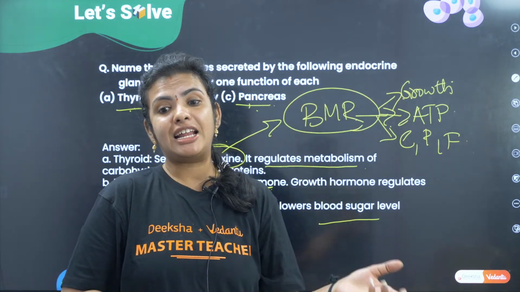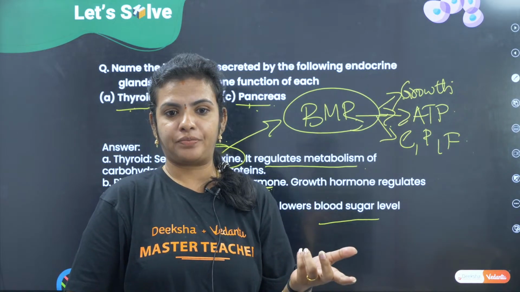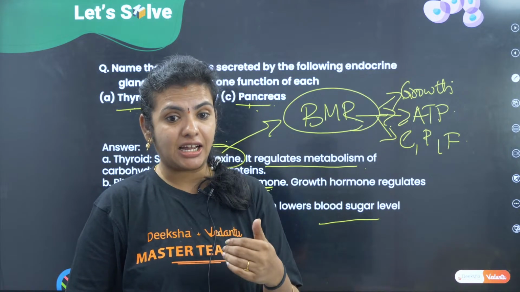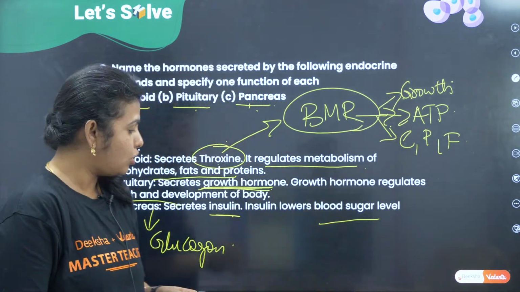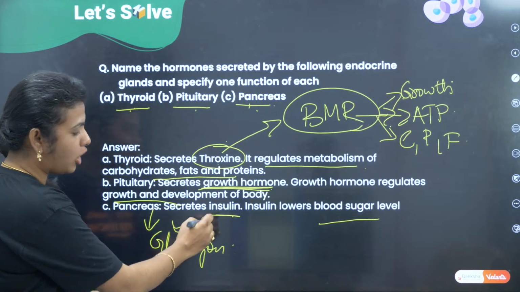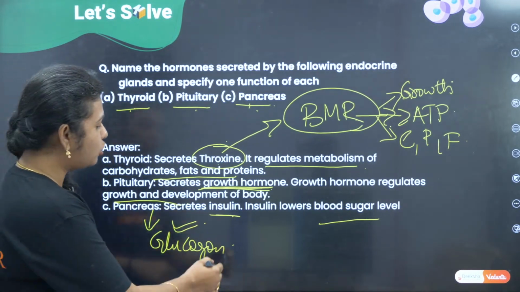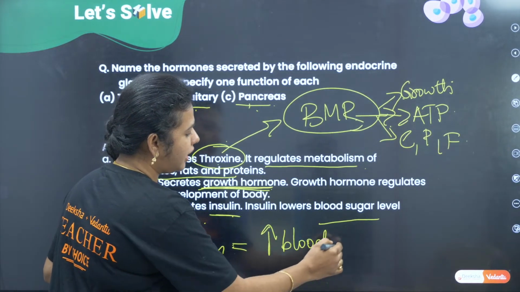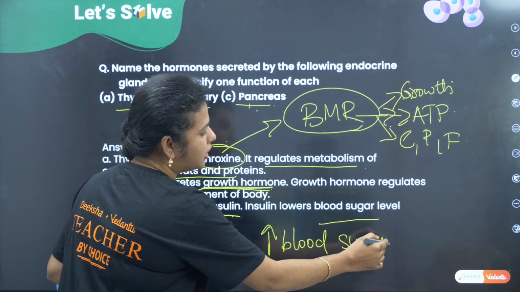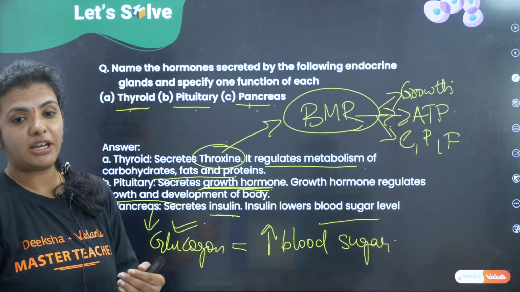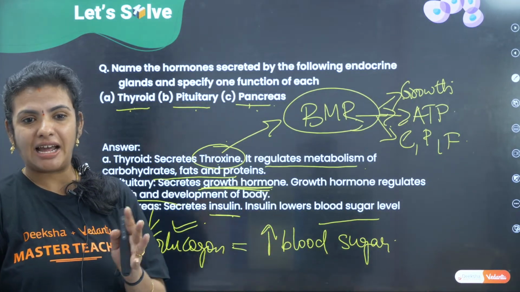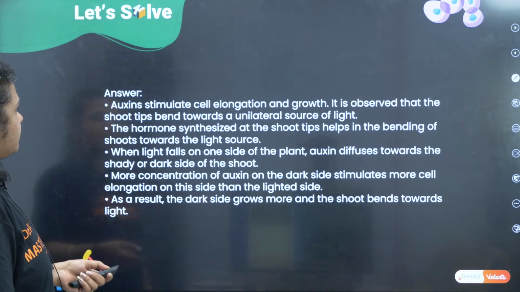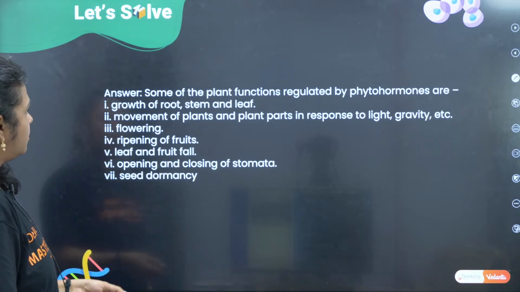Let's say you are on a fast, you have not eaten at all from morning. Your body needs energy. So what does the pancreas do? It is going to produce glucagon. And what is this glucagon going to do? It is going to increase the blood sugar level, so that your body gets the energy it needs. So it balances, which is why pancreas is a mixed gland.